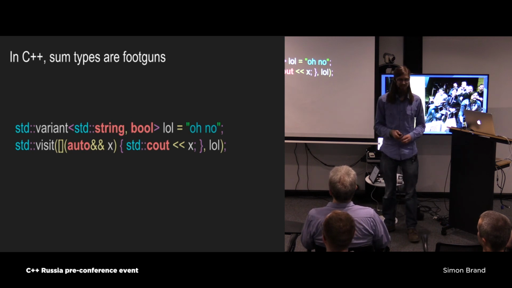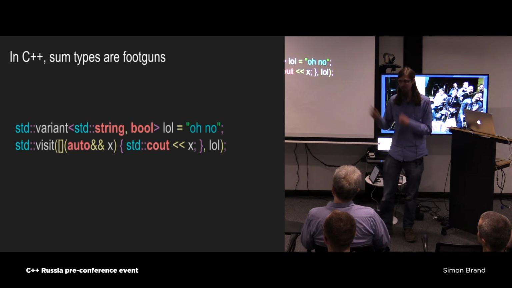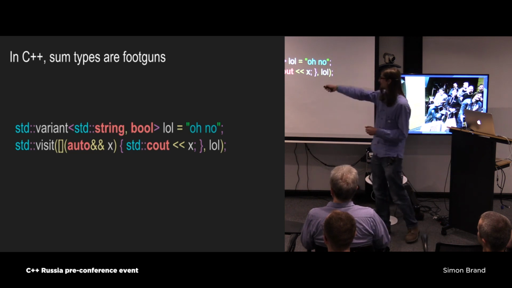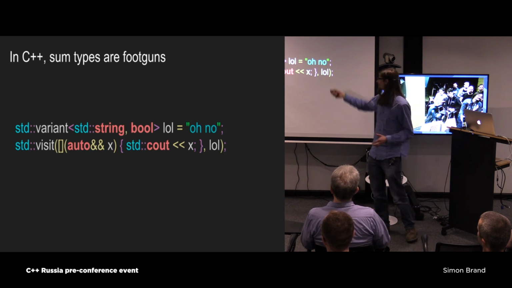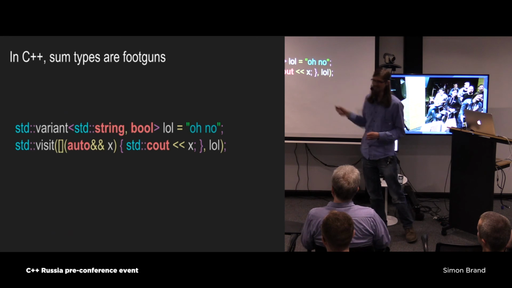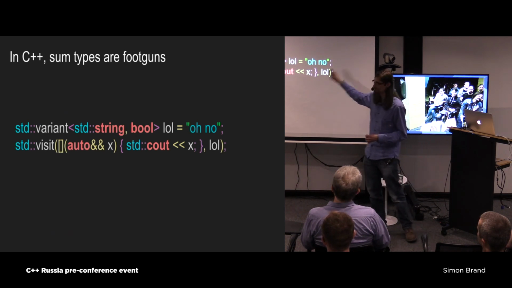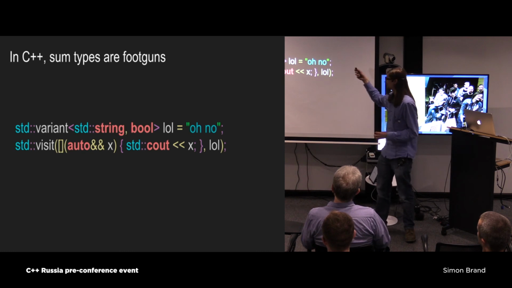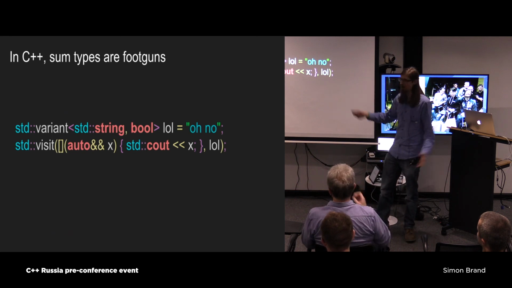In C++, some types are foot guns. We have std variant in C++17. It's great, mostly. We have a variant of string and bool, and we initialize it with, oh no. And of course, this initializes the bool, because this will decay to a pointer, and the pointer is not null, so it's true, and this will actually just print out 1.